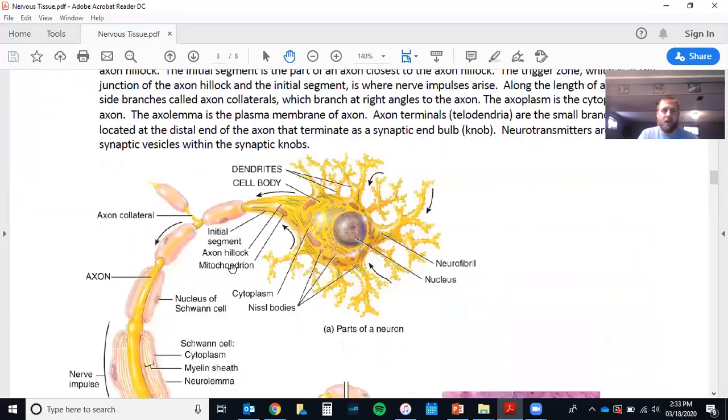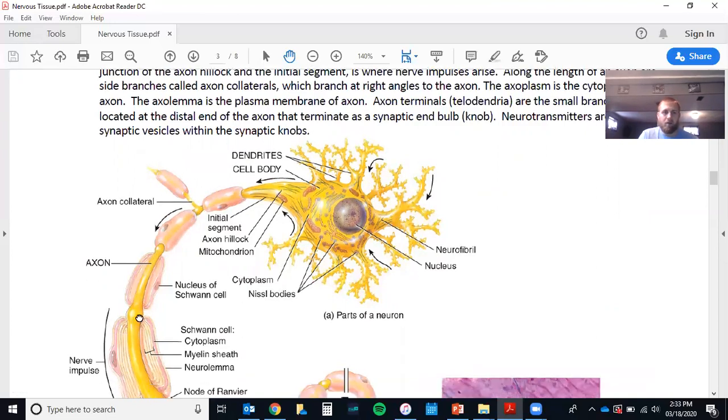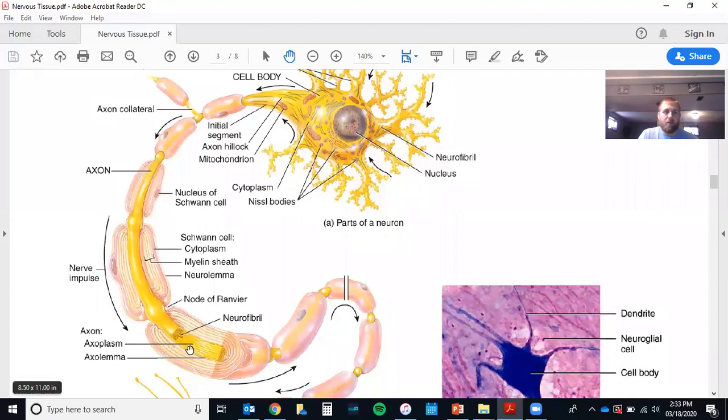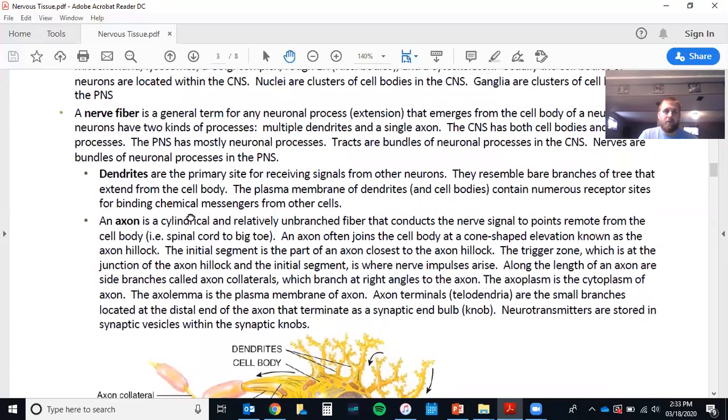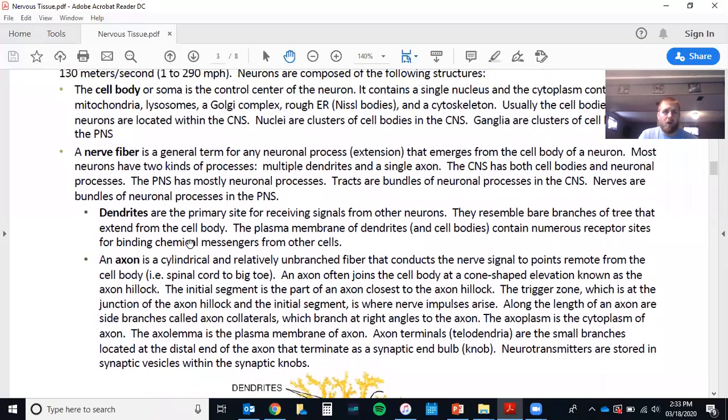All right, extending off of a neuron are what we call nerve fibers, and there's typically two types. A whole bunch of these things that look like bare tree branches, which are called dendrites, and then a long, relatively unbranching axon, which is like the wire of the cell. And dendrites are the primary site for receiving signals from other neurons. Once again, they look like bare branches of trees extending from the cell body.